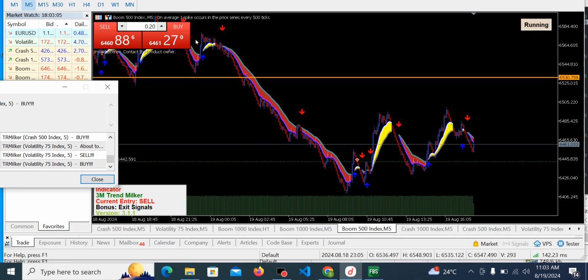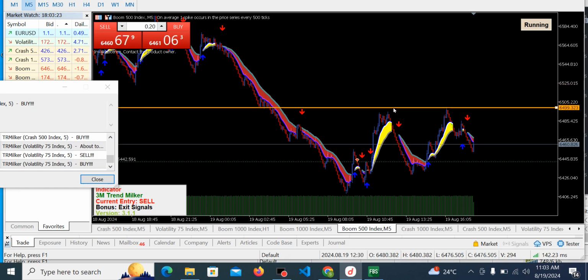Okay guys, this is Boom 500. It was on a downtrend before, but got to the support and was unable to go further, so it decided to have a pullback. It got to this region, came back again, and of course got to this region again, and this is selling at the moment. It has not been able to break out above this resistance zone, so it's going to sell again.